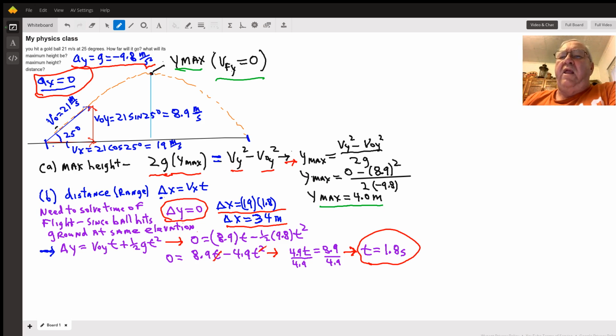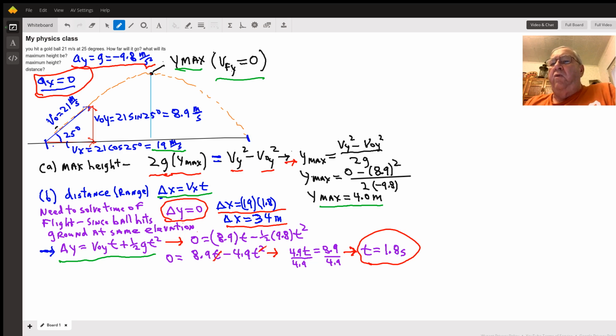Now, to get the range, there's only one equation that's valid for the range, and that's your change in displacement in the x direction is equal to the velocity in the x direction times time. I know what my velocity in the x direction is. That's 19, but I don't have the time. So to get the time, I'm going to have to come down here, and I'm going to use the fact that the ball hit the ground at the same elevation that it left the ground.